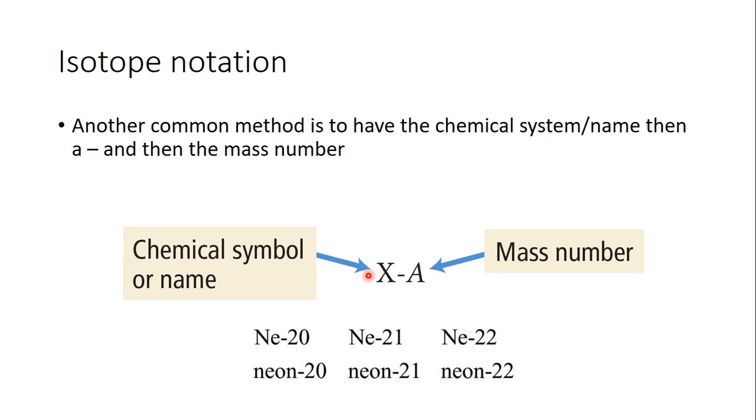Another common way to do this is to have your chemical symbol, dash, and then the mass number. So here you can see that we aren't showing the atomic number, and that is because the atomic number is actually given by the chemical symbol. Neon always has the same amount of protons, so you actually don't have to list the atomic number in that case. If you give somebody the symbol, you have given them the amount of protons in that sample.